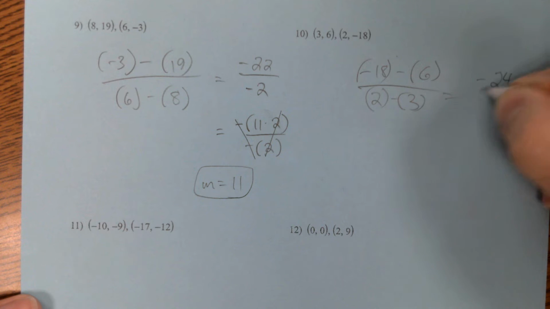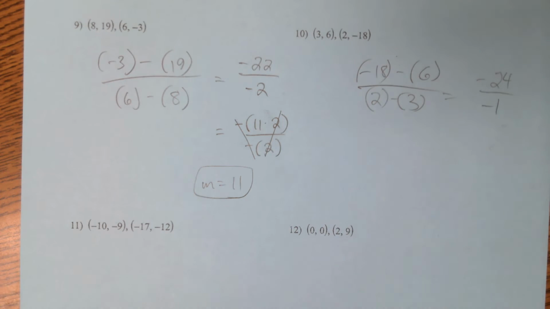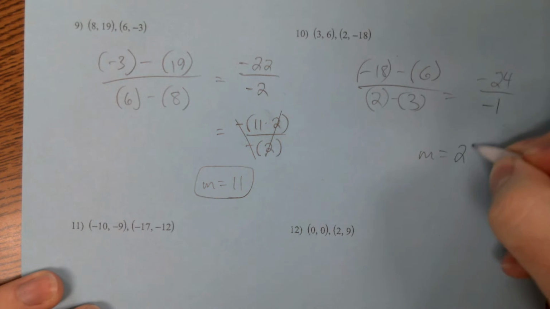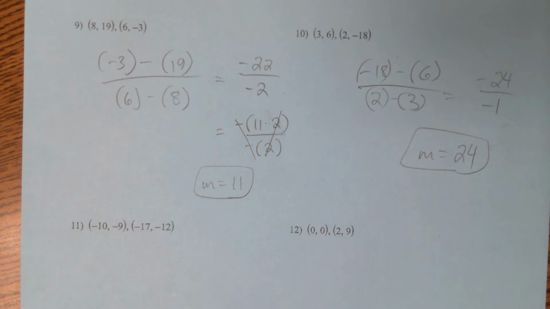Good. Negative 18 minus 6 over 2 minus 3. Negative 24 over negative 1. What does that simplify to? Positive 24. Thank you, Azalea. That's right. Positive 24.